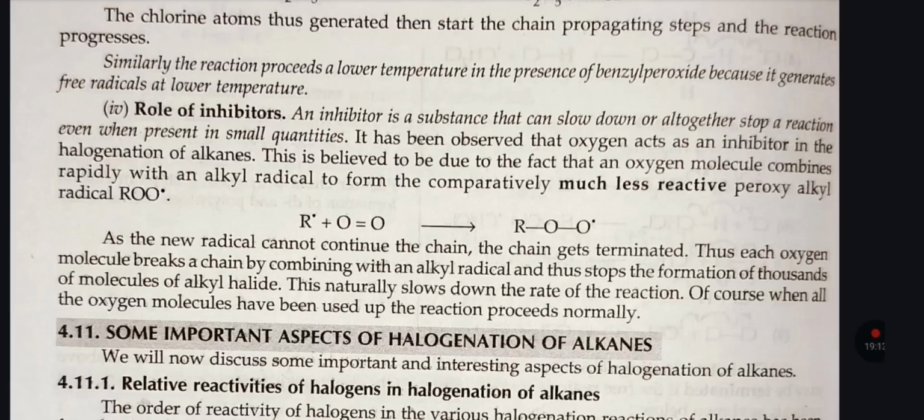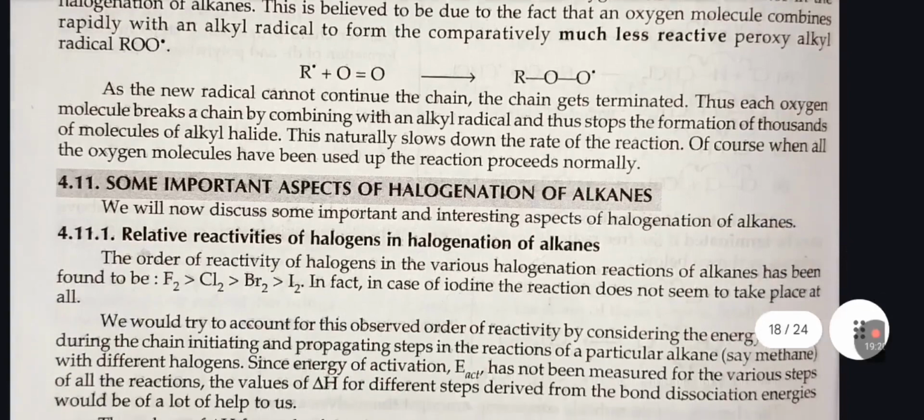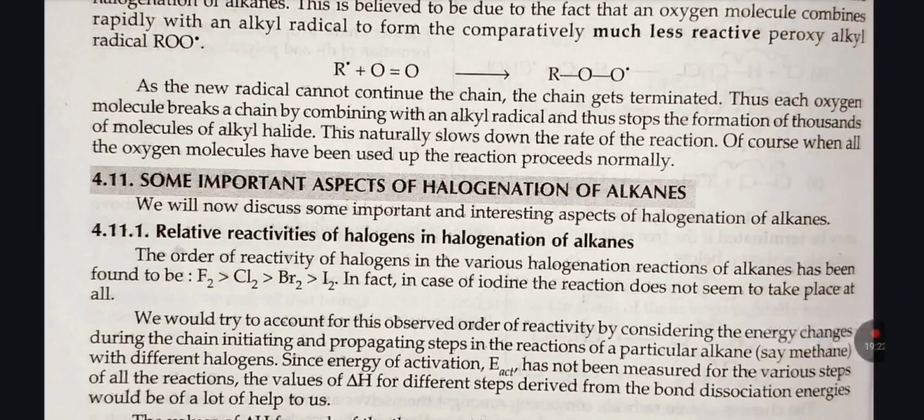peroxide alkyl radical, ROO. R plus O2 will give ROO. As the new radical cannot continue the chain, the chain gets terminated. Thus each oxygen molecule breaks a chain by combining with an alkyl radical and thus stops the formation of thousands of molecules of alkyl halide. This naturally slows down the rate of reaction. Of course, when all the oxygen molecules have been used up, the reaction proceeds normally.